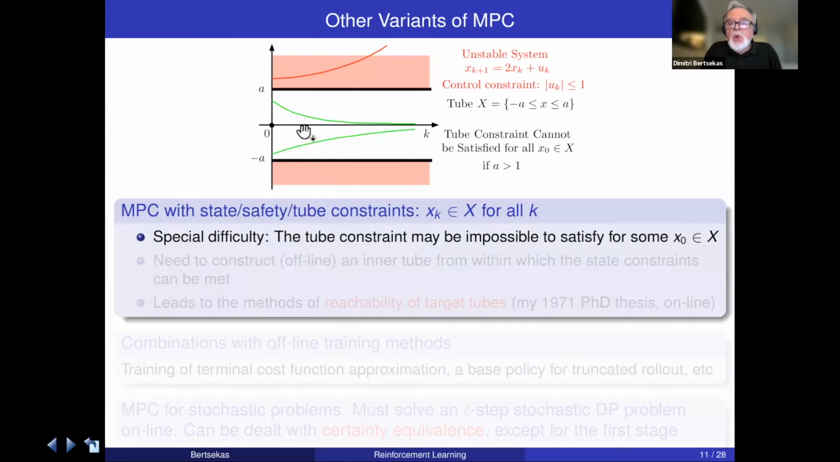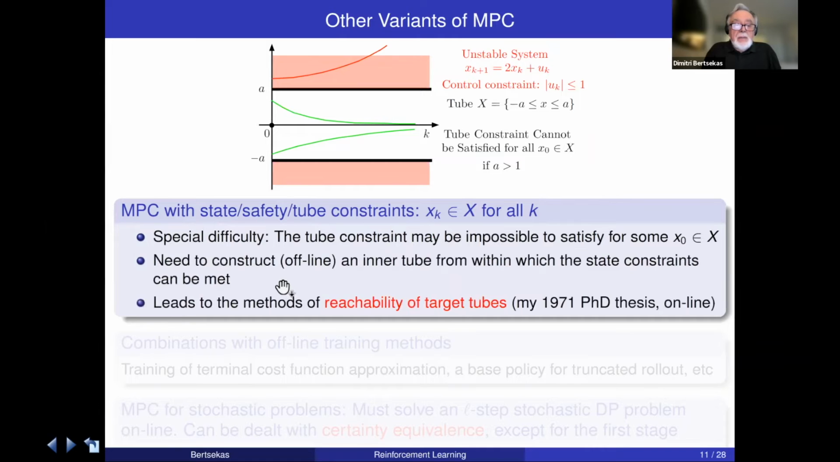We need to have cubes that when we start within them, we can keep the state of the system within them. And the initial constraint may not be such a cube. So that's what we need to construct offline, an inner cube from within which the state constraints can be met. In other words, if you start within them, you stay within them. And this leads to methods of reachability of target cubes. Cubes with this property are called reachable cubes.